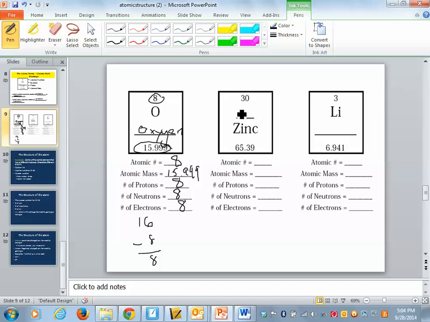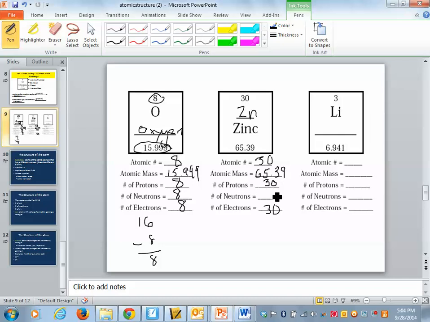Our next element is zinc. So our top number again is what? Our top number is our atomic number. We'll write that right there, number 30. Now, what does that atomic number tell us? Well, it tells us our number of protons, and the atomic number also tells us our number of electrons.